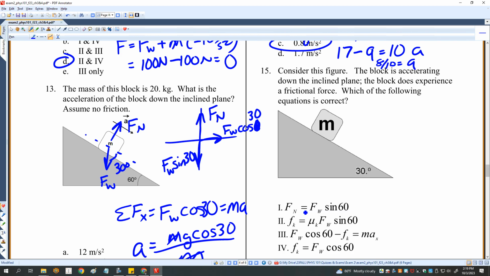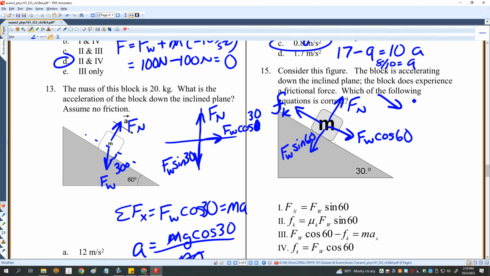Here I want you to tell me which equations are correct or not correct. The block does experience a frictional force. Let's see, I can draw my normal force there. My frictional force, it's going down the inclined plane, so that's right. I'm going to go and resolve my force weight. This is going to be Fw sine of 60, and then this is Fw cosine of 60.